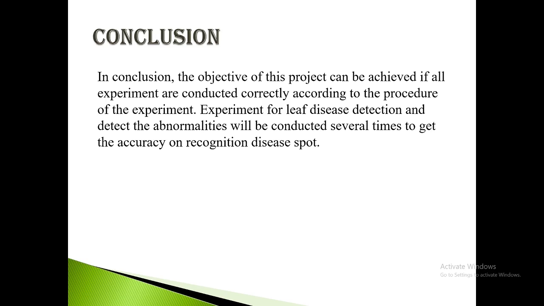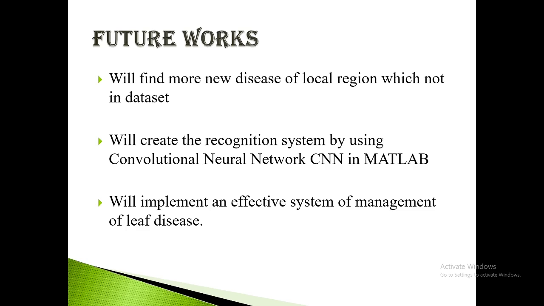The conclusion of the project. In conclusion, the objective of this project can be achieved if all experiments are conducted correctly according to the experiment procedure. Experiments for leaf disease detection and detecting abnormalities will be conducted several times to get the accuracy of recognizing disease spots. The future work of the project will find more new diseases of the local region which are not in the data set, create the recognition system using a convolutional neural network (CNN) in MATLAB, and implement an effective system for management of leaf disease.